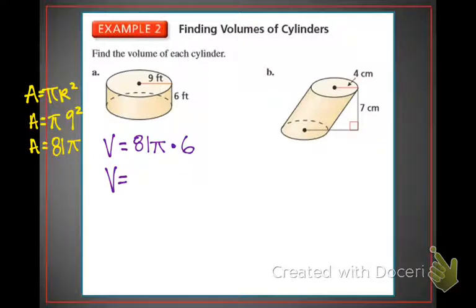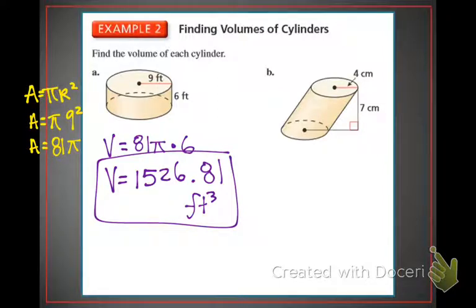So, type it in your calculator. You do not have to say it out loud. I want everyone to have a chance to type it in their calculator. It will be a big number because 81 times pi is 81 times 3.14, and then times 6, so it's going to be a larger number, and that's okay. You should get 1,526.81 feet cubed. At the end of the problem, you should hit S to D, yes.